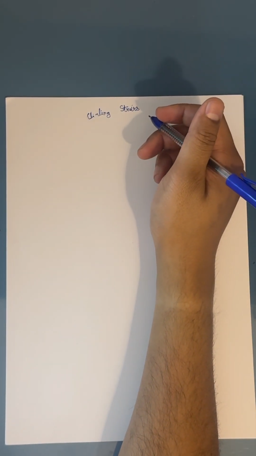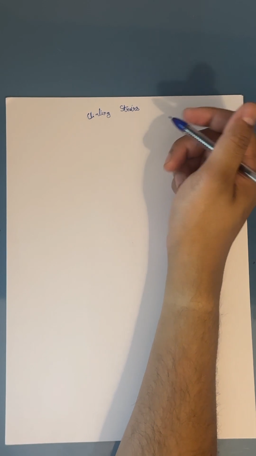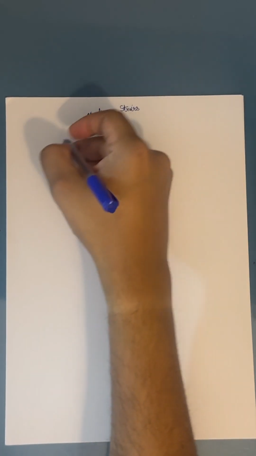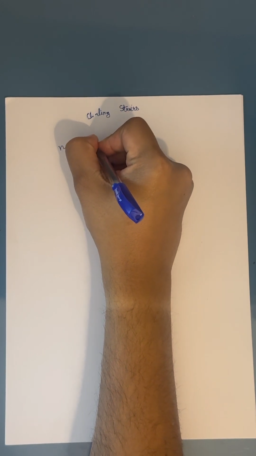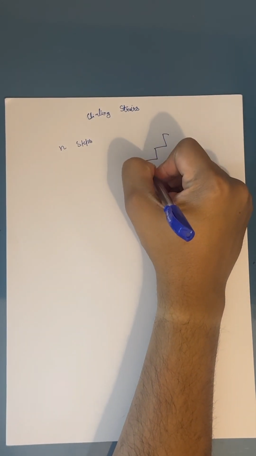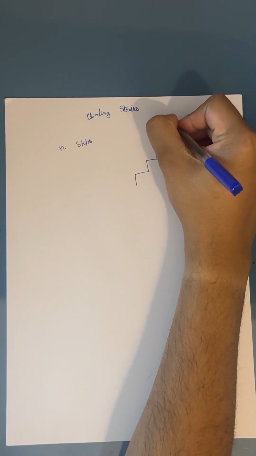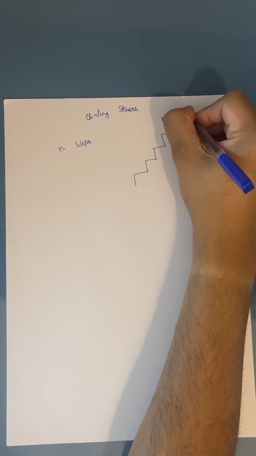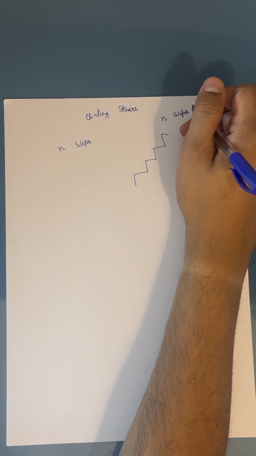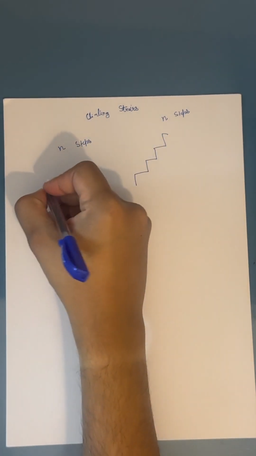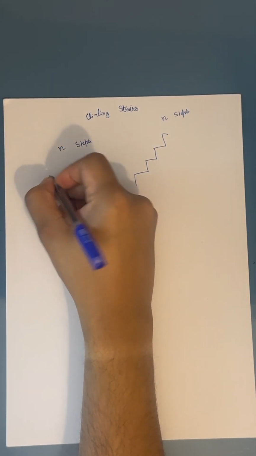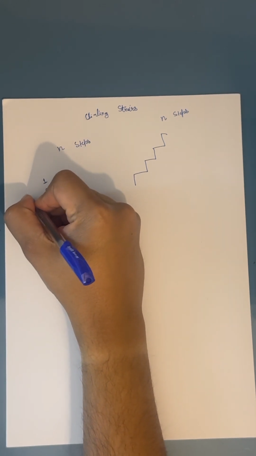The problem statement is, if you are climbing stairs and it takes n steps to reach the top. So suppose there are stairs, right? It takes n steps to reach the top. The constraint is each time you can either climb 1 or 2 steps. So each time you can either climb 1 step or 2 steps at a time.